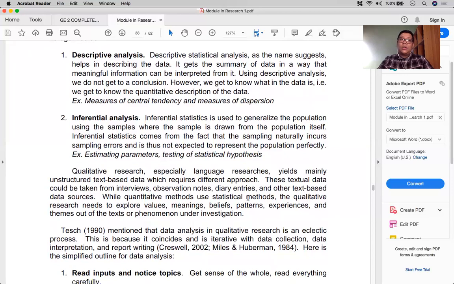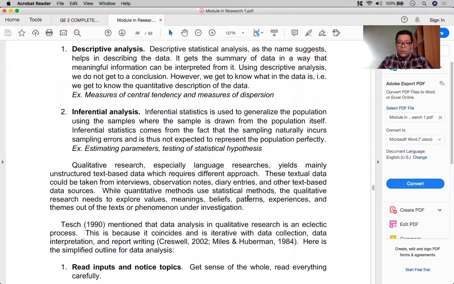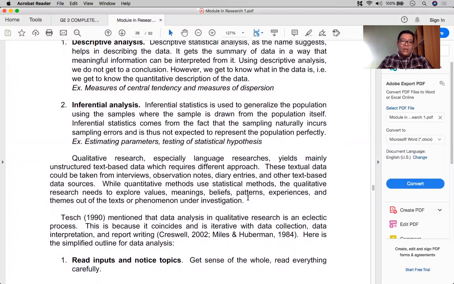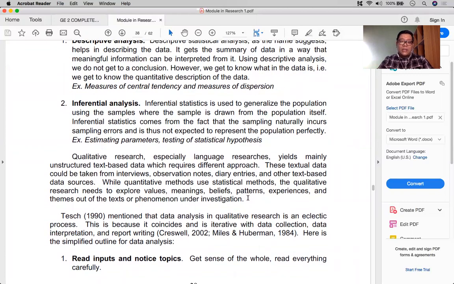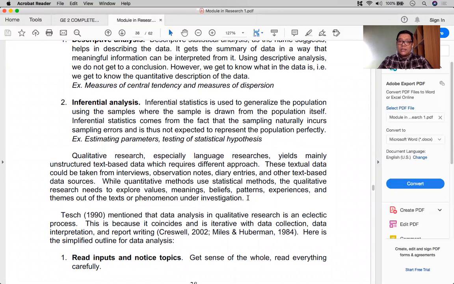One common data analysis procedure that we use when a qualitative approach is used is thematic analysis. So we generate codes and then themes. We categorize thoughts or ideas or patterns of emotions into themes, which will, of course, generally speak about the bulk of data that you have. Tesch in 1990 mentioned that data analysis in qualitative research is an eclectic process. This is because it coincides and is iterative with data collection, data interpretation, and report writing.